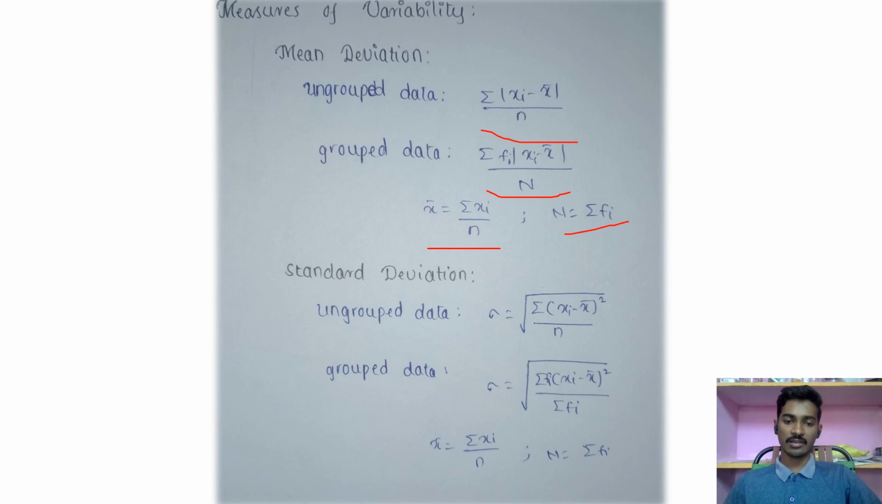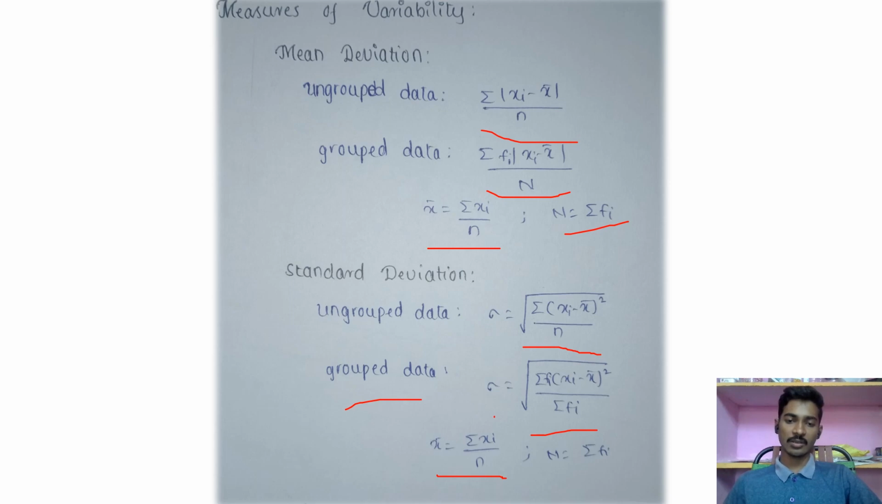For standard deviation in ungrouped data, it is given by root over sigma (xi minus x bar) whole square by n, and for grouped data sigma is equal to root over sigma fi into (xi minus x bar) whole square by sigma fi. Here also x bar is given by sigma xi by n and n is equal to sigma fi.